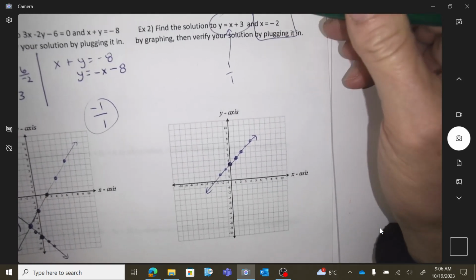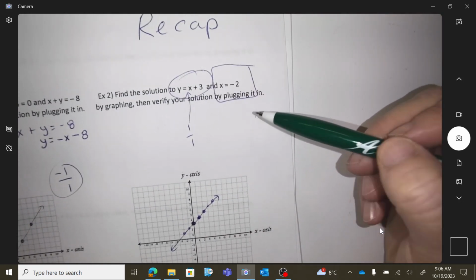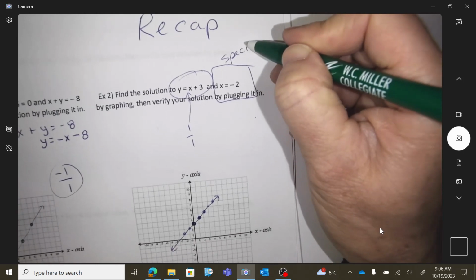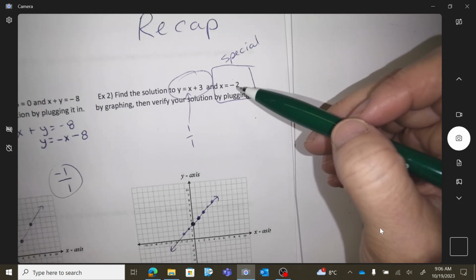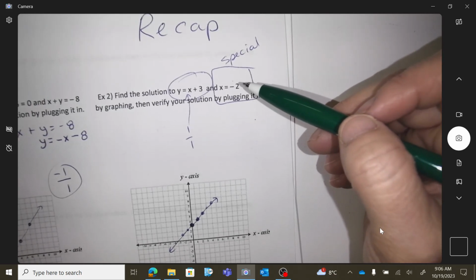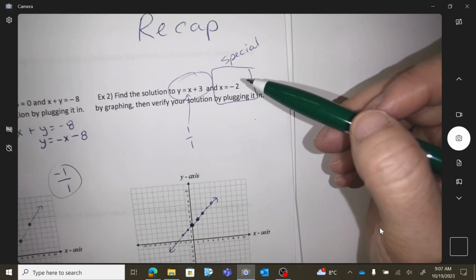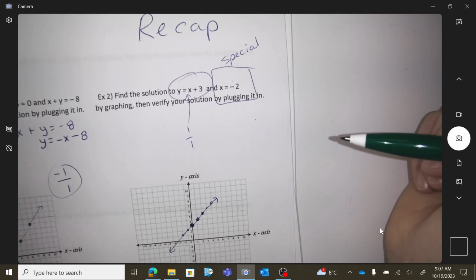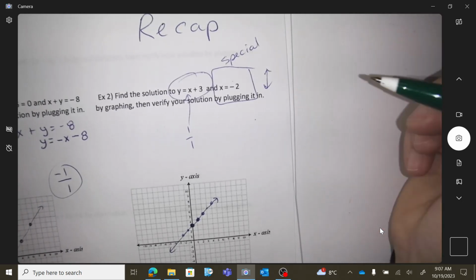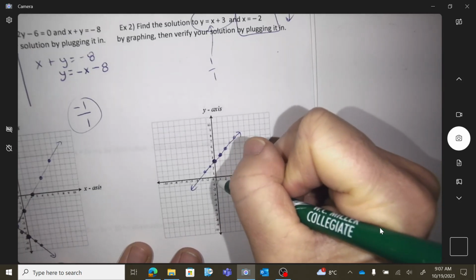Okay, what are you thinking when you see something like this? Special. When there's only one of the variables, so there's no y in this. So either that there's no x or no y, it's a special one. So special, is it going to go straight up and down, or is it going to go flat? Up and down. It's going to be up and down. It's a vertical. So at -2.